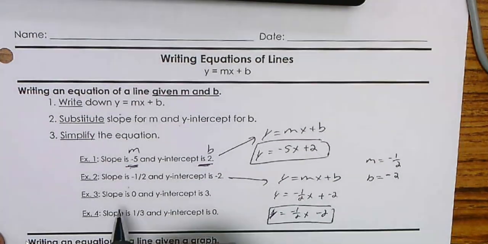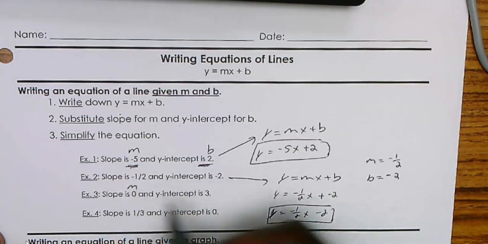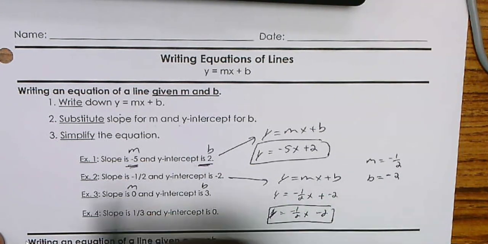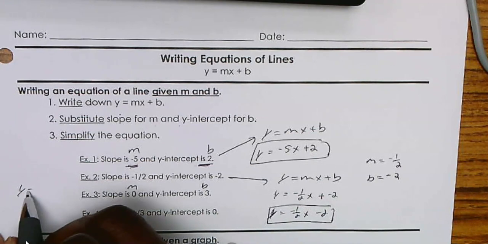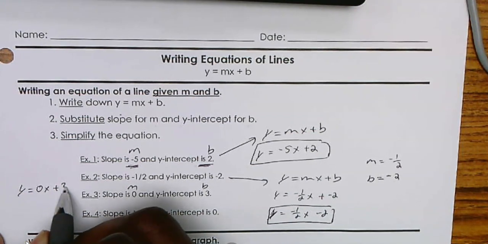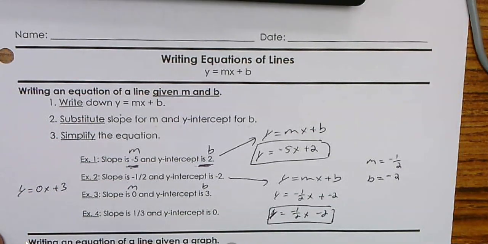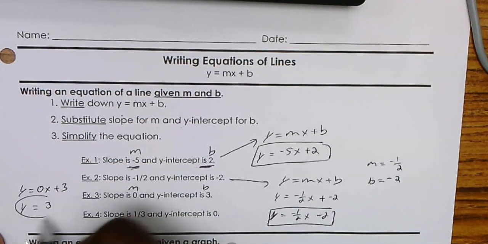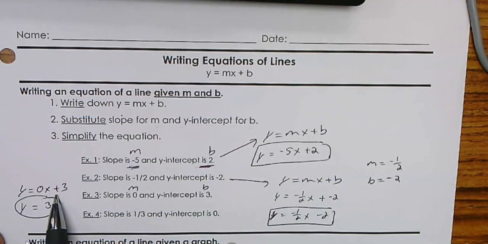So the next one says my slope is 0, my y-intercept, or b, is 3. So I know the equation would be y equals 0x plus 3. But truthfully, you really won't see 0x, so we call it y equals 3. Even though this is perfectly fine and true, you usually see it written as y equals 3.